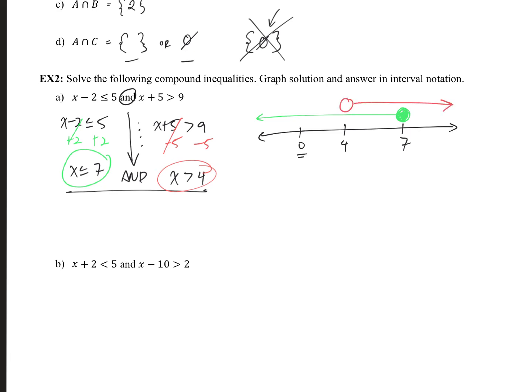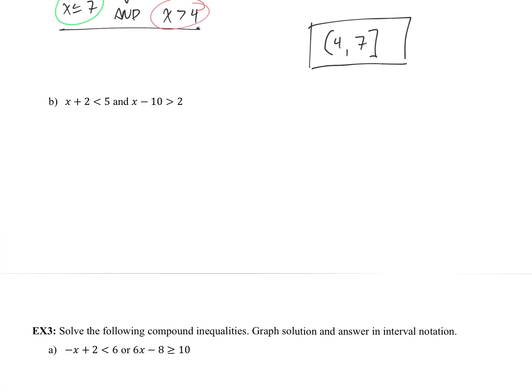Okay. And now we're talking about and. So and is where they intersect, which means I'm just going to go where they overlap. And it is right here. Okay, so where do they overlap? Well, they overlap at 4, but they don't include 4 together. And then they go on and on and on until they hit 7, and they both include 7. Alright, there we go. Try B by yourself and check back in with me in a second.